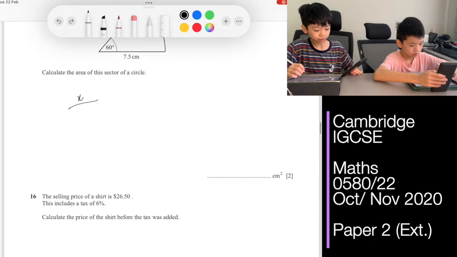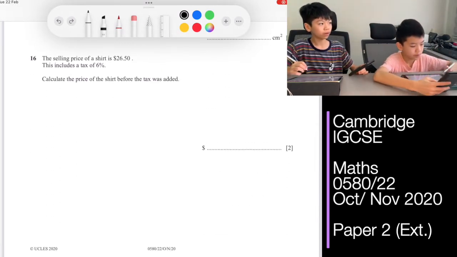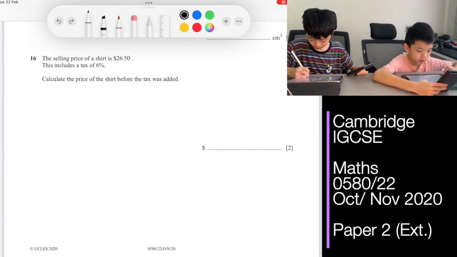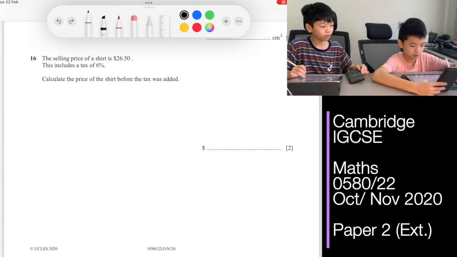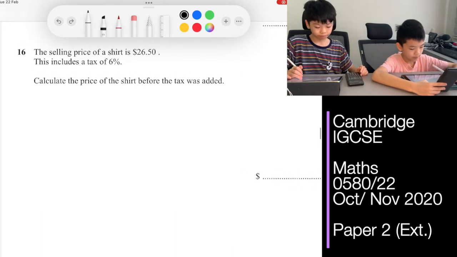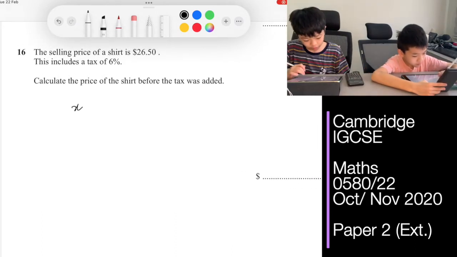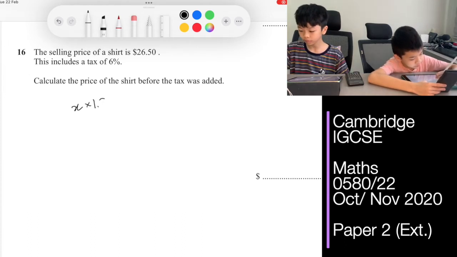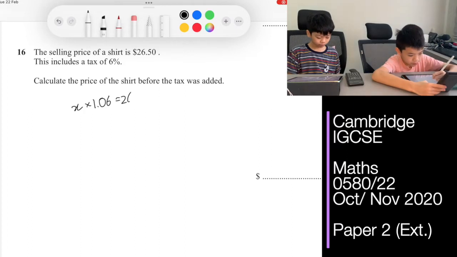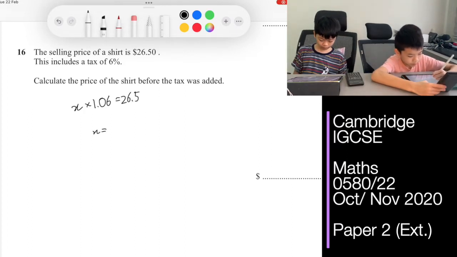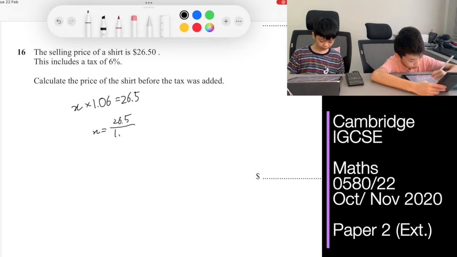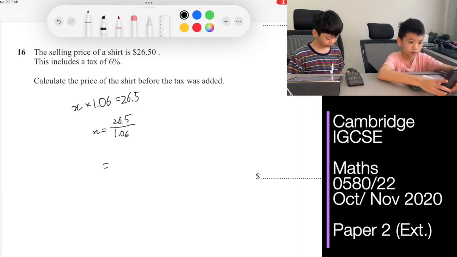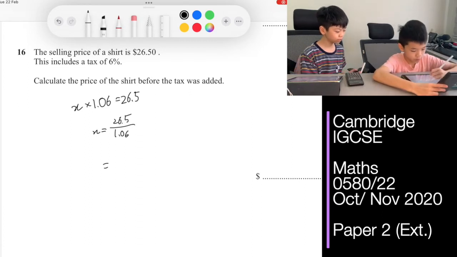Okay. For question 16, the selling price of a shirt is 26.5. This includes a tax of 6%. Calculate the price of the shirt before the tax was added. So, x times 1.06 equals 26.5. x equals 26.5 divided by 1.06, which is 25.